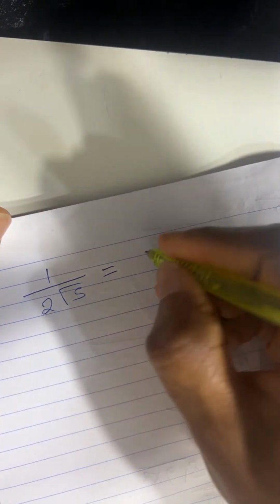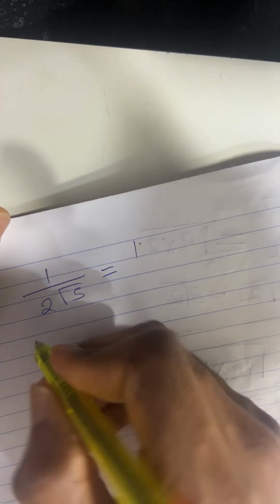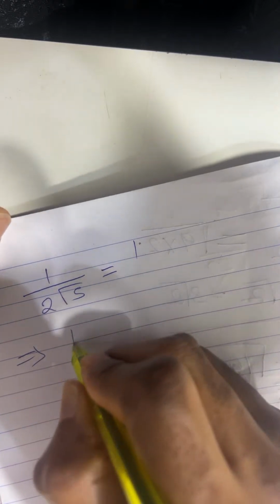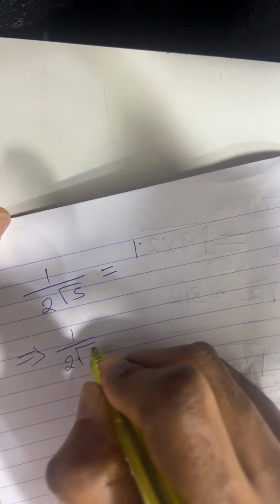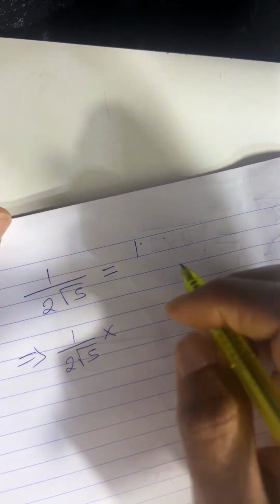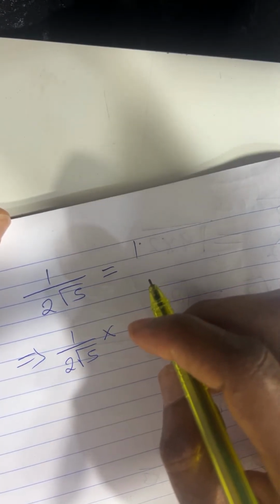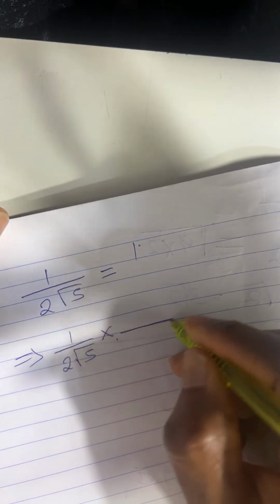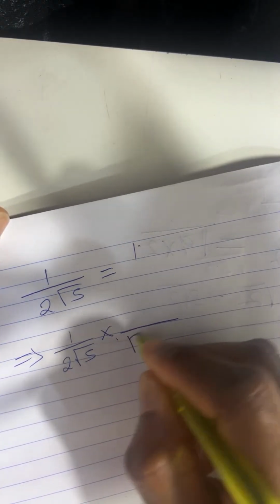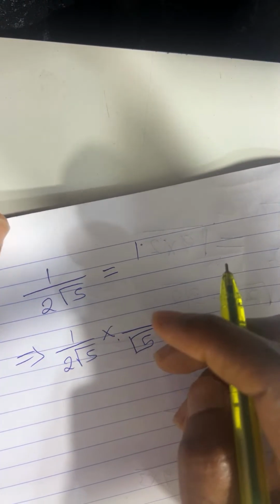So to rationalize this sort, it is very simple. So you have it as 1 over 2 root 5. All you have to do is multiply the denominator by just the irrational part. Okay? What's the irrational part? The irrational part is the root 5. Just multiply root 5.